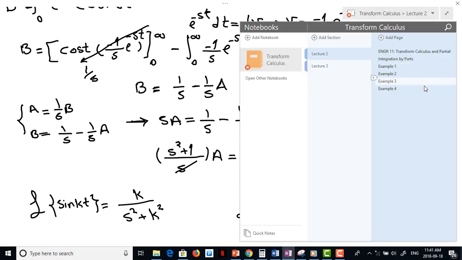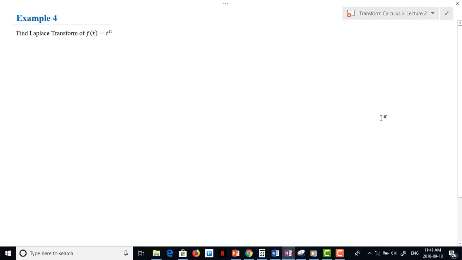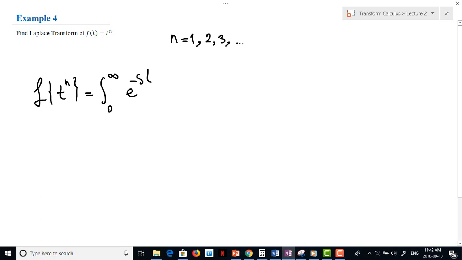Let's go through the next example. In this example, we want to find Laplace transform of f(t) equal to t to the power of n. So first of all, we have to know that n can be 1, 2, 3, and so on. In order to find Laplace transform, we have to use the definition. So we have Laplace transform of t to the power of n is equal to the integral from 0 to infinity e to the power of minus st, f(t) here is t to the power of n, dt.